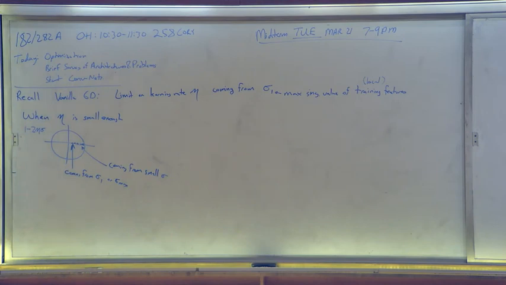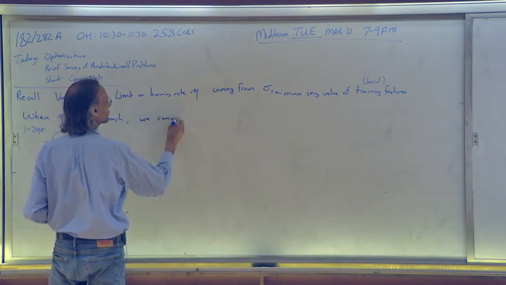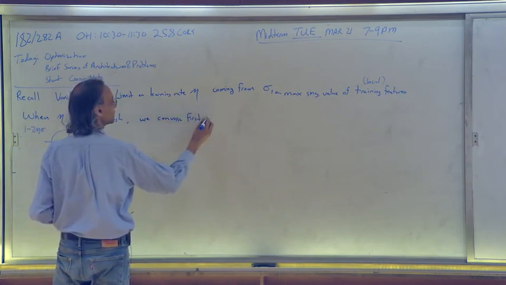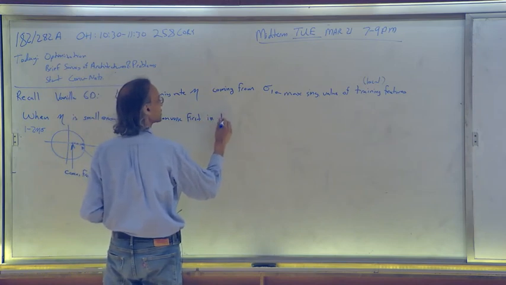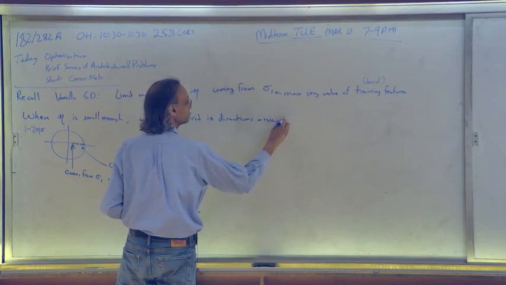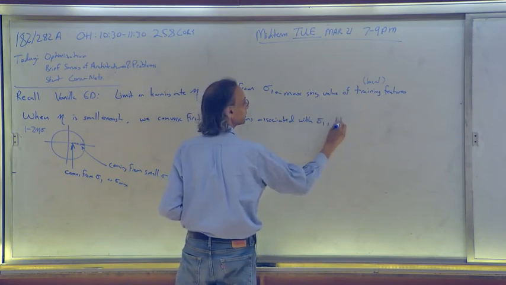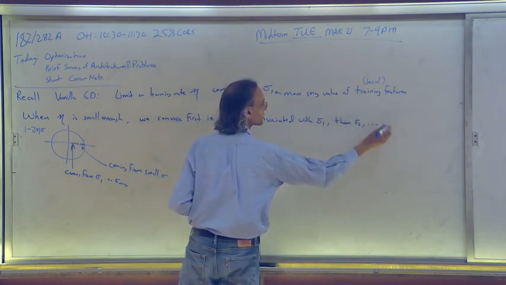When eta is small enough, you have this behavior. Why? Because at eta equals 0, everyone starts off here at 1, and then they all move back, depending on how big eta is, right? So when eta is small enough, what you see is we converge first in directions associated with sigma 1, then sigma 2, and so on.